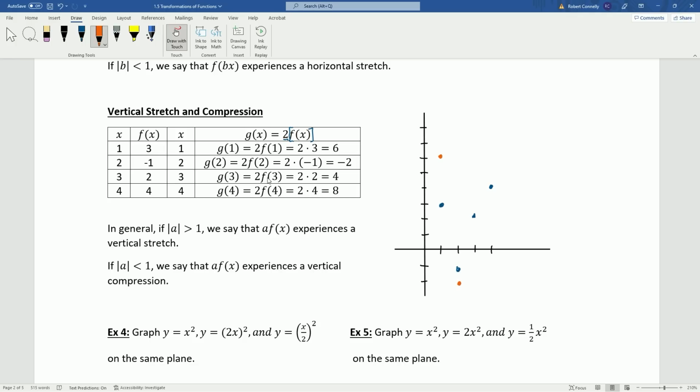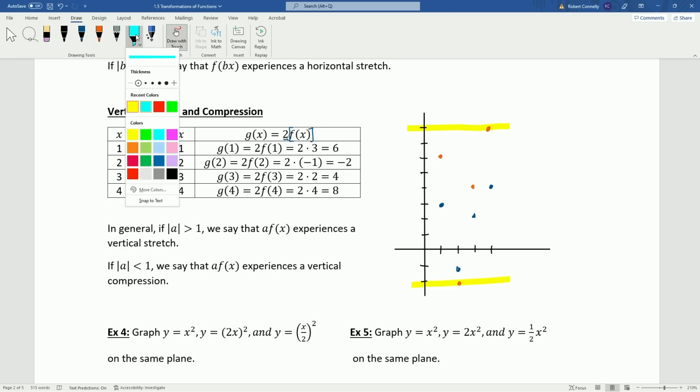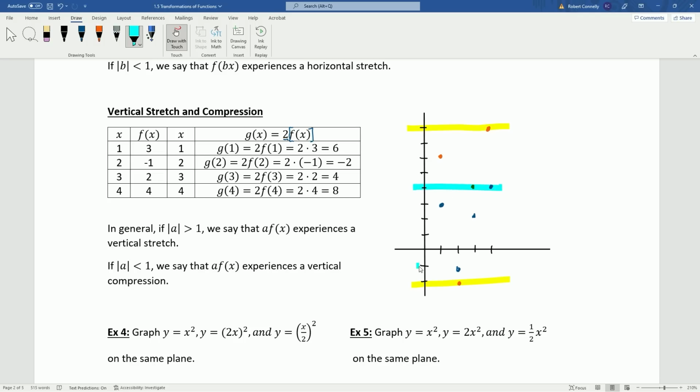g of 3 is 2 times f of 3. That's 2 times 2, which is 4. And g of 4 is 2 times f of 4, which is 8. So here, what do we see? Well, the vertical distance between our values has been doubled, right? The amount of space between our largest and smallest values is doubled. So our function is being stretched out.